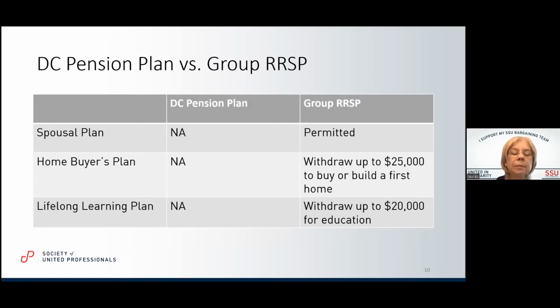And then here we see some of the features that I think we're all familiar with in registered retirement savings plans. You can have a spousal plan, you can use it to buy a first home, you can use it to fund an education by withdrawing amounts and then paying it back over time. Those options are not available under a registered pension plan.